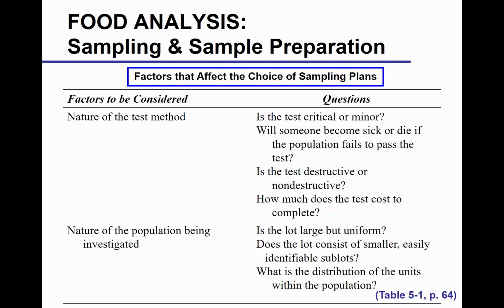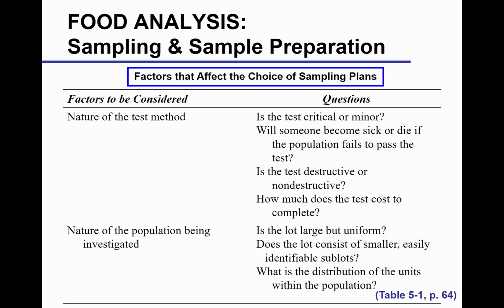So what type of analysis are we doing? Is it a critical test or a minor test? Critical means, is someone going to get sick? Are we looking for mycotoxins, for example? How many samples should we gather? It's not homogeneously distributed. Fungus can grow anywhere on your sample, and the fungus produces mycotoxins. So you could have mycotoxin in one container and not in another. So you really have to increase the number of samples because the risk to consumers is high.